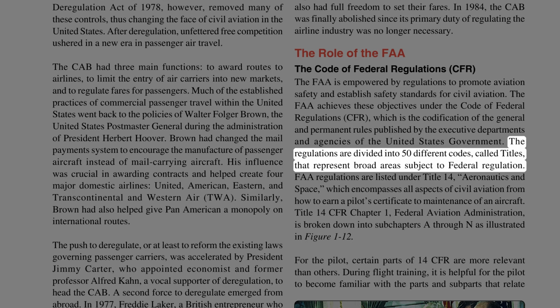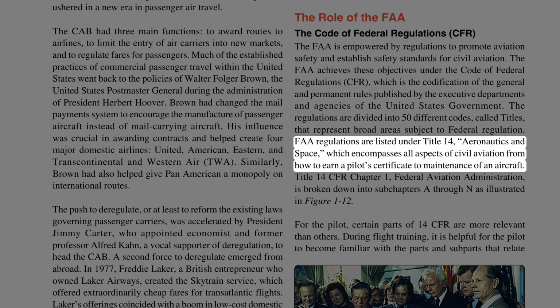The regulations are divided into 50 different codes, called titles, that represent broad areas subject to federal regulation. FAA regulations are listed under Title 14, Aeronautics and Space, which encompasses all aspects of civil aviation from how to earn a pilot's certificate to maintenance of an aircraft.